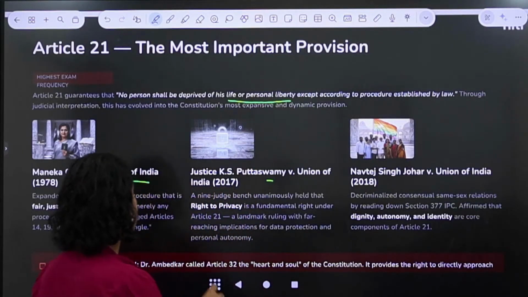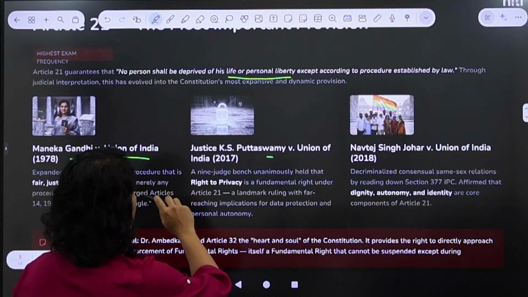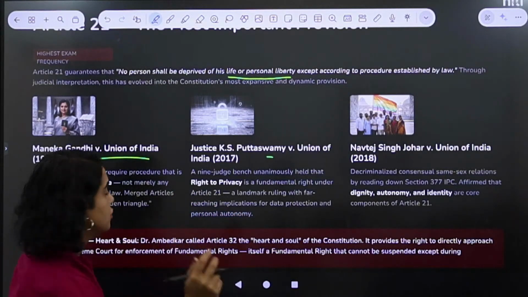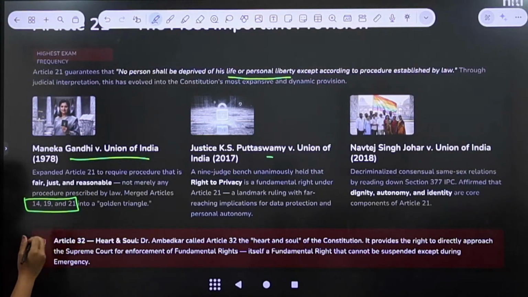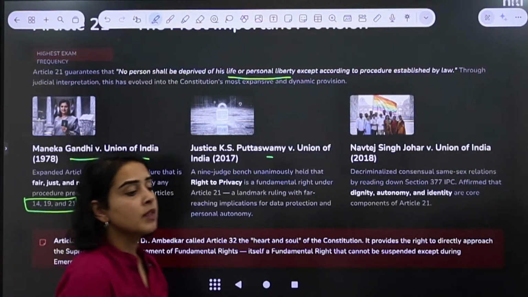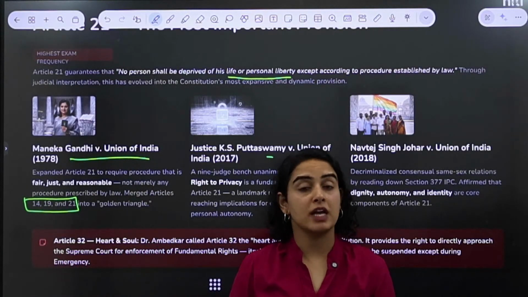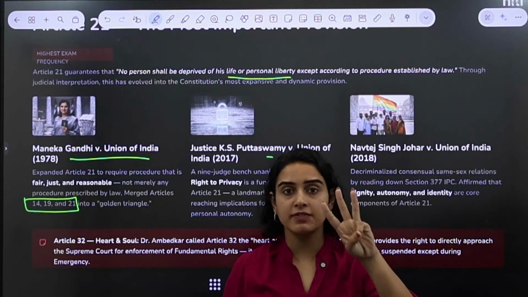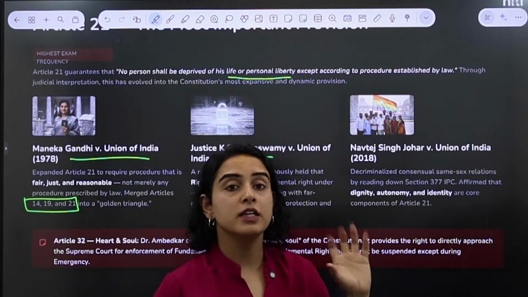Now, it is often said that the golden triangle of the Indian Constitution is Article 14, 19, and 21. 14 talks about right to equality, 19 talks about right to freedom, and 21 talks about right to life and personal liberty. And together, these three principles, these three fundamental rights, make the golden triangle of the Indian Constitution.